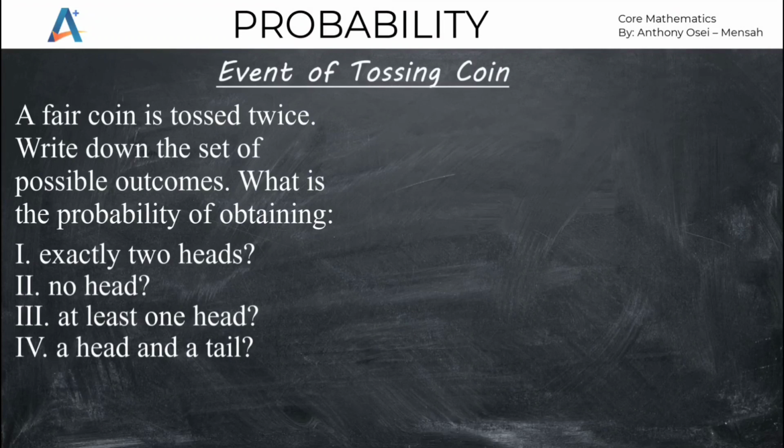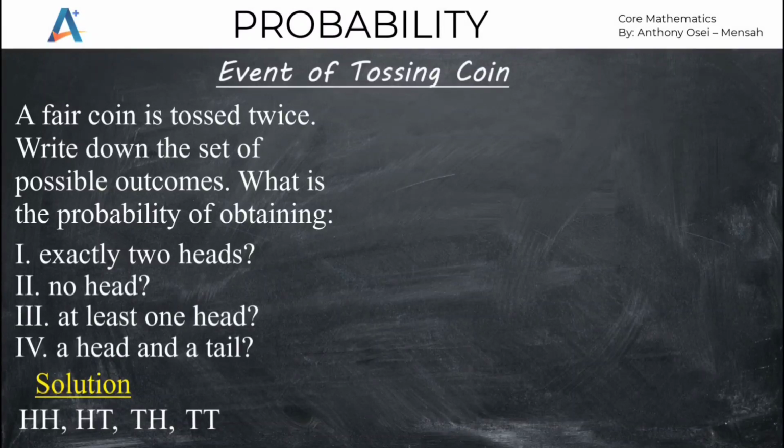Now, a fair coin is tossed twice. From the previous lessons, we've been able to see how we demonstrate the possible outcomes for tossing a fair coin twice or tossing two fair coins once. So let's just list it here. We have head-head, head-tail, tail-head, and tail-tail. If you remember from the previous illustrations, these are the possible outcomes for tossing a fair coin twice or two fair coins once. So the number of the sample space is 4.